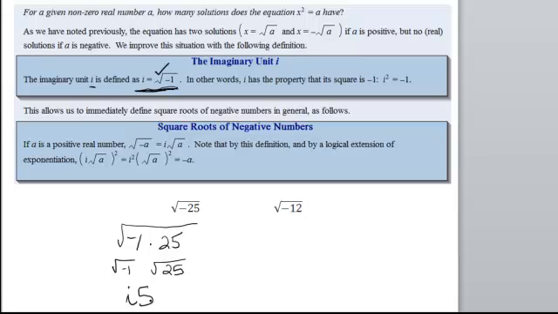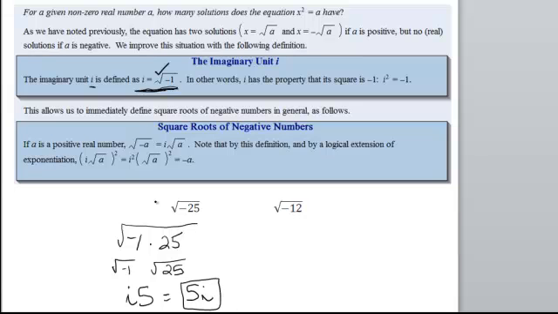But normally you wouldn't write it this way. You would write it as 5i. Usually if you have a radical, so if you still have a square root in your answer, you would put the i right in front of it. But if you just have a whole number like this 5, you put the i after it. So the square root of -25 is actually 5i.